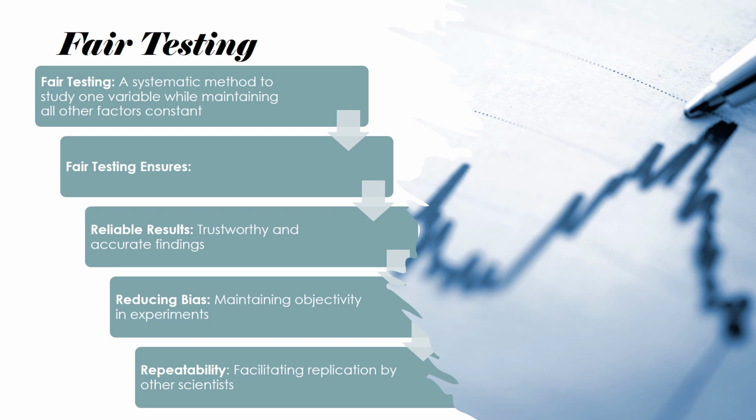This process demonstrates the essence of FAIR testing. It's about creating a level playing field in our experiments, where the only difference between groups is the variable we're investigating. So, as budding scientists, remember that FAIR testing is your key to uncovering the truths of the natural world objectively and reliably. It's a skill that will serve you well in your scientific endeavors, allowing you to make discoveries that can change the world.